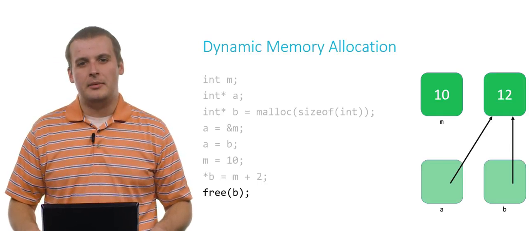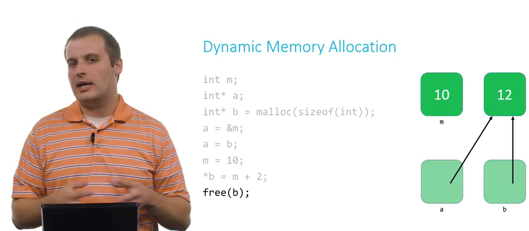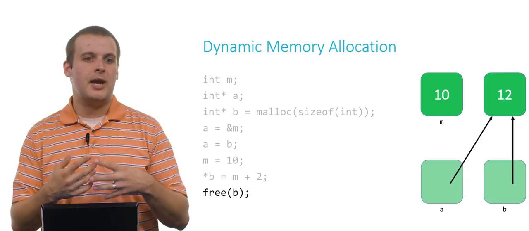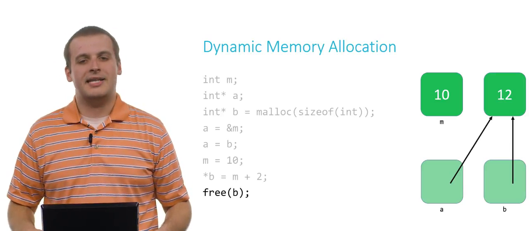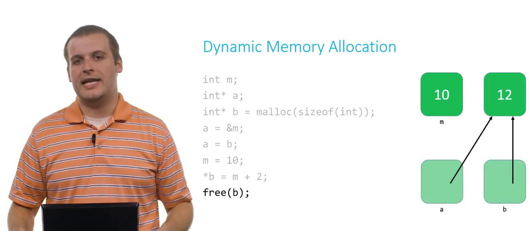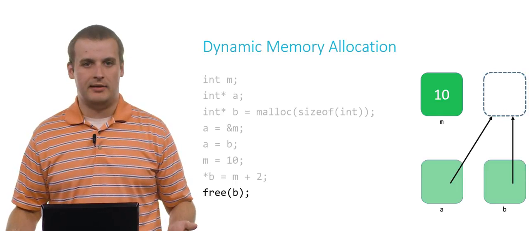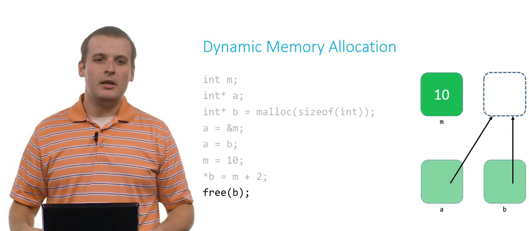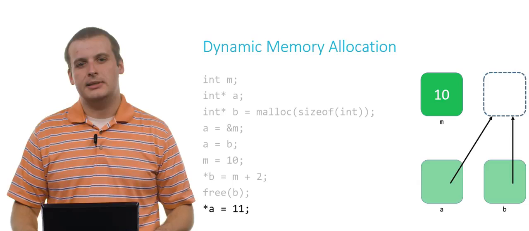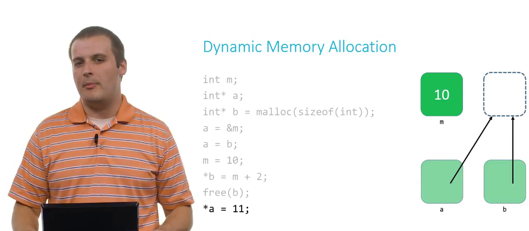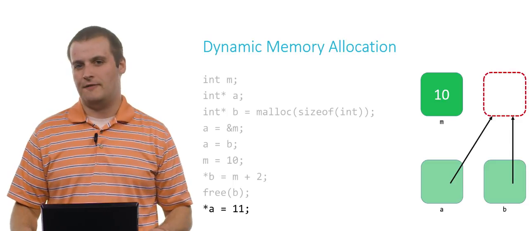Now I free B. What happens when I free B? Well, remember what I said free means. What am I saying when I free B? I'm done working with it, right? I essentially give up the memory. I give it back to the system. I don't need this anymore, is what I'm telling them. Okay. Now if I say star A equals 11, you can probably already tell that something bad's going to happen here, right? And indeed, if I tried that, I probably would suffer a segmentation fault.